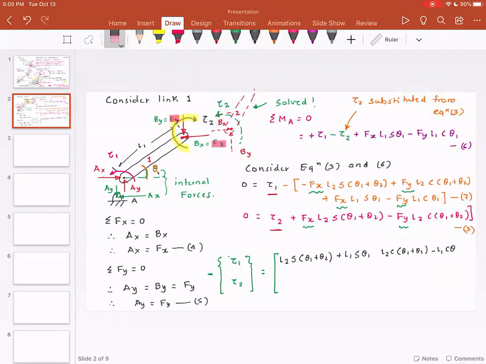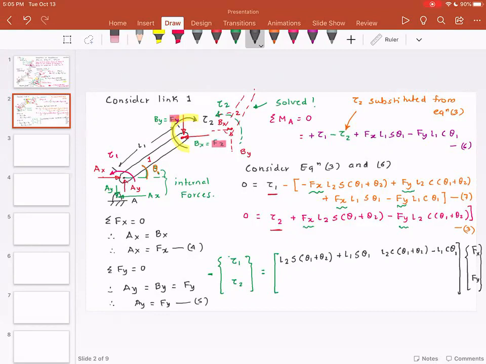So I will just make it L1 theta 1. And here I'm going to have f of x and f of y. So what I'm doing is I'm rewriting equation 7 and equation 3 as a matrix vector equation. So now let's try to do the same thing for the other problem.